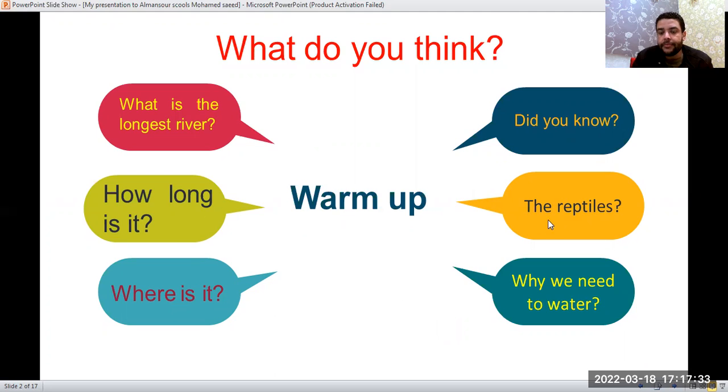And what are the reptiles? Reptiles like crocodiles, like snake, like lizard. And why do we need water? We need water to drink, to water our crops, to wash the dishes, to take a shower, for our animals to drink. We need water for everything.